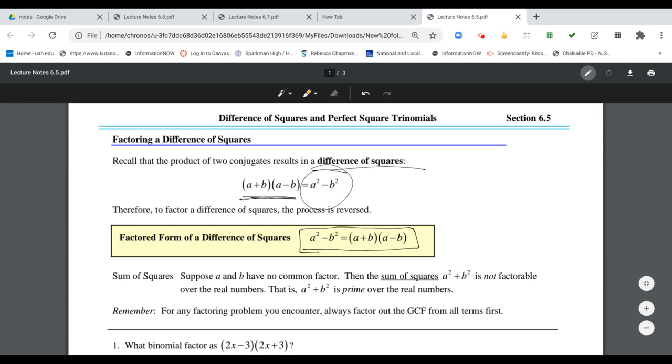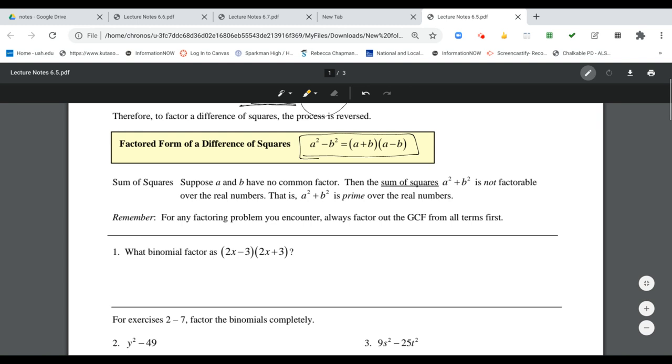When you have a difference of squares, one of the things you're looking for is that your exponents have to be even, and all the numbers in your difference of squares have to be perfect squares, like 1, 4, 9, 16, 25, and so on and so forth. Now, the sum of squares is not factorable, so always look for that. The sum of squares is prime over the real number system.